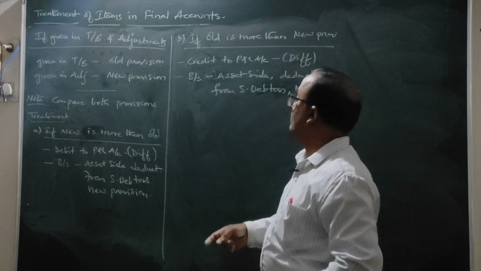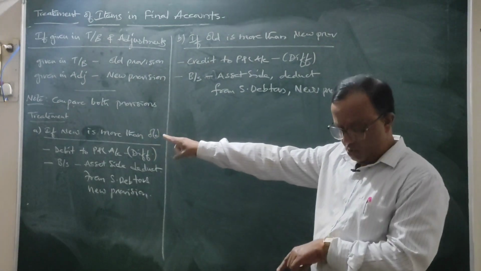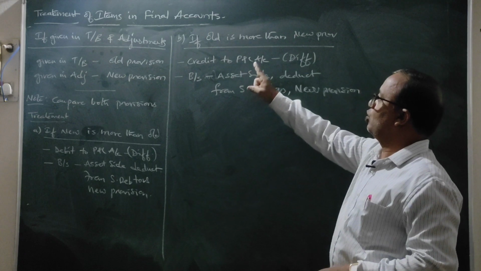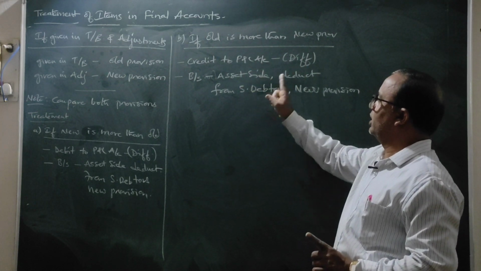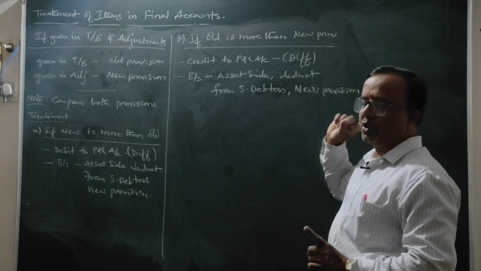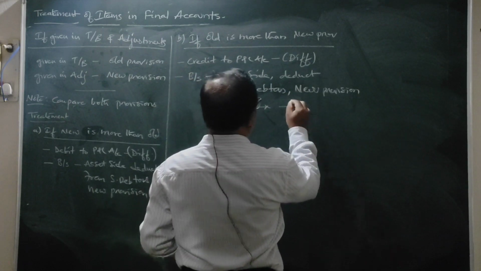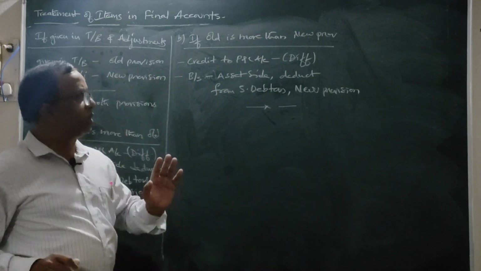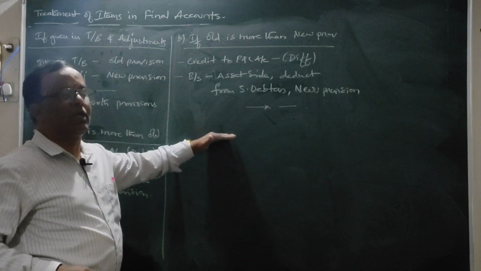Then similarly, if old provision is more than the new, then this is the treatment we are going to give. Credit to profit and loss account the difference between them. Then again, balance sheet asset side, deduct from sundry debtors the new provision. So today, without creating any particular problem for you, calmly we are going up to this point in final accounts. Up to this particular adjustment I have given. In my next class, I am going to take the remaining adjustments.